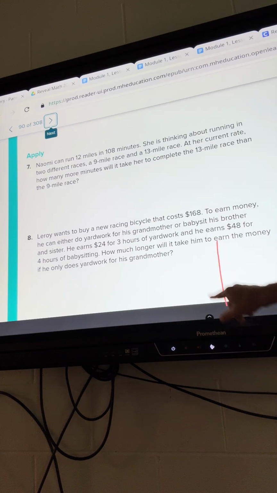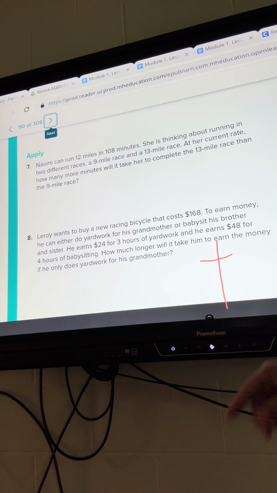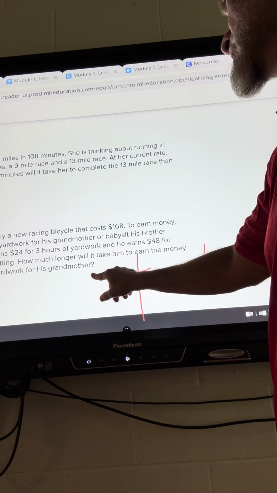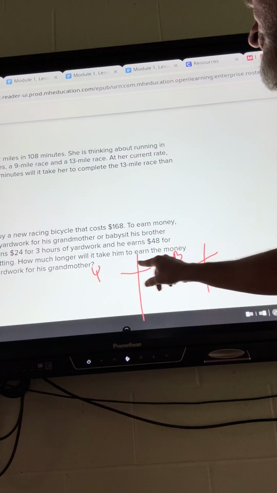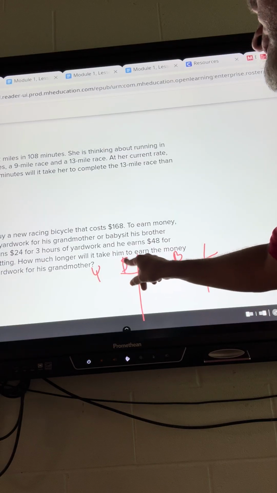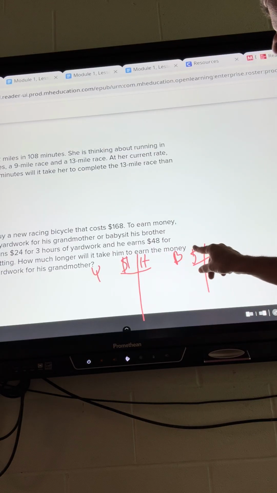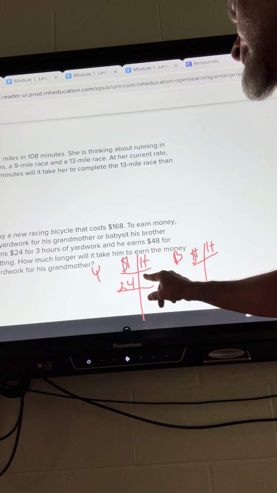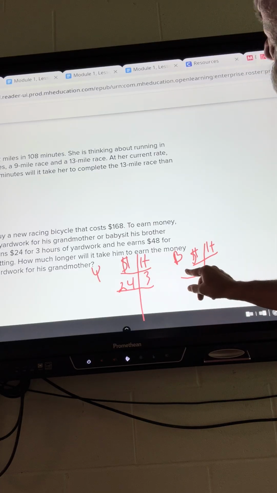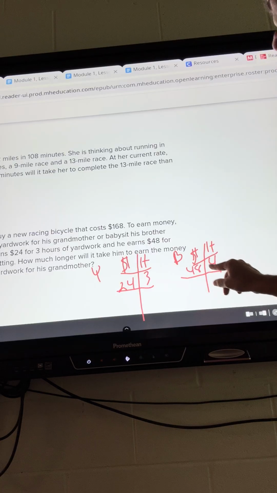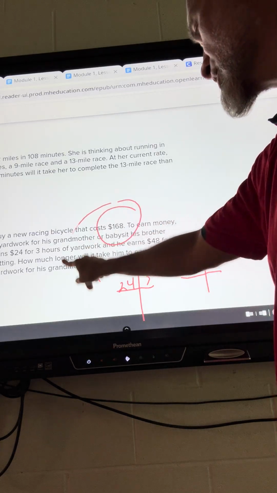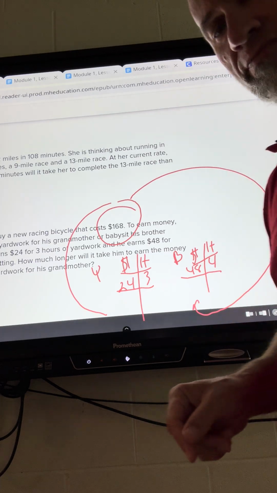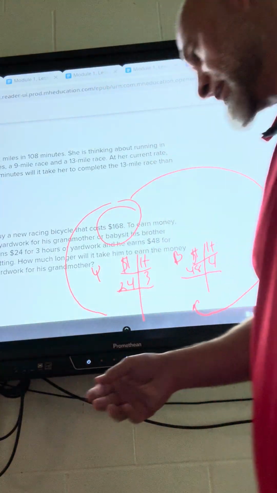So just to give you a little clue on this one, you're going to want to set up a table for both. You're going to want to have the yard work and the babysitting, and you're going to do money and hours. And you really want to try to find out the amount of money he makes per hour for both of these. And then you can figure out how long it will take him to earn 168 for both of these as well. Okay, so then it's going to involve a little bit more math on that one.